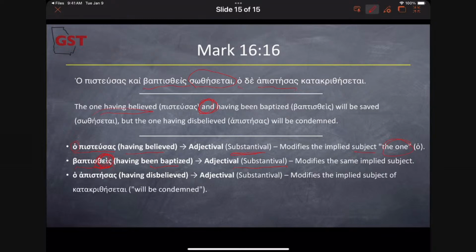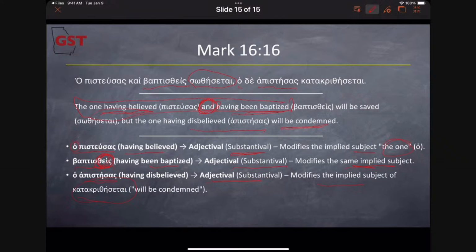All right. It's an aorist passive participle, and it modifies the same subject. So it's also the one having believed and having been baptized. That is one subject. Will be saved, but the one having disbelieved, right? Or actually, it is apistia, disbelieved, one who did not believe. Also adjectival, substantival, modifies the implied subject of the one who will be condemned. So they all function substantively. They all function as participle adjectives, and there's a good example for that.